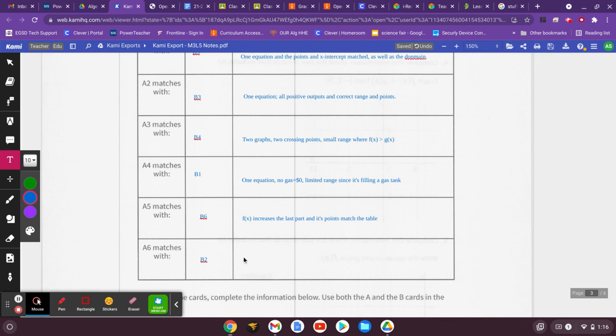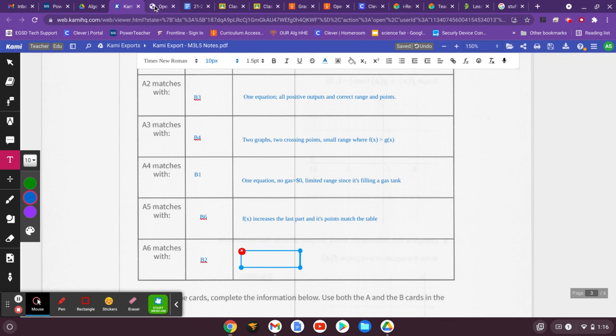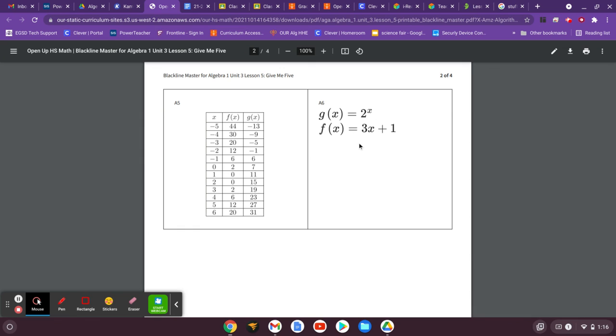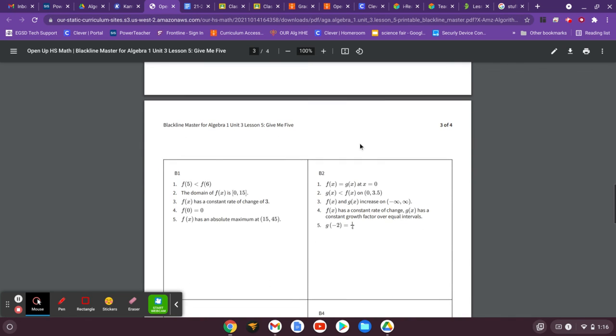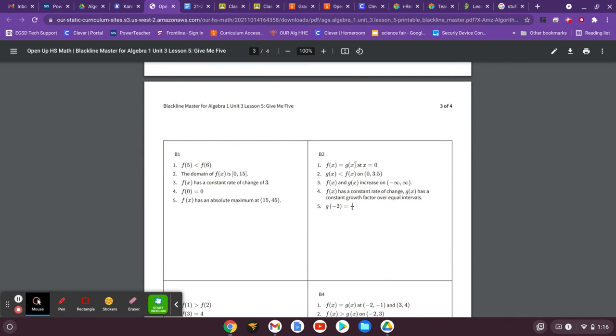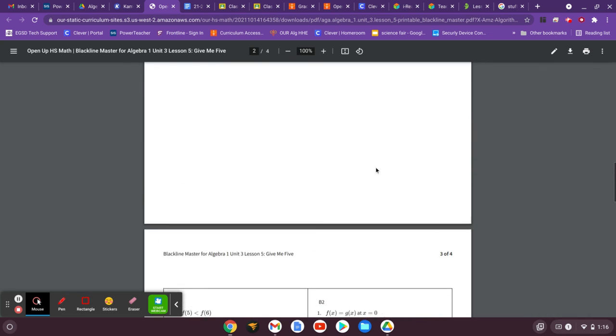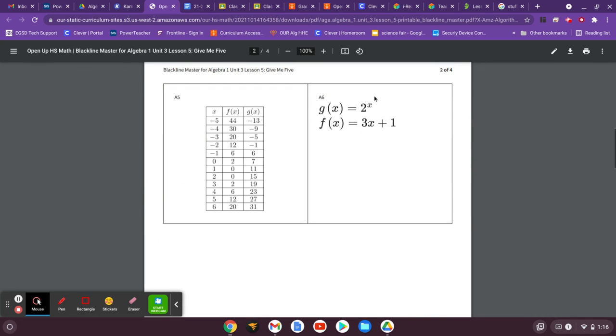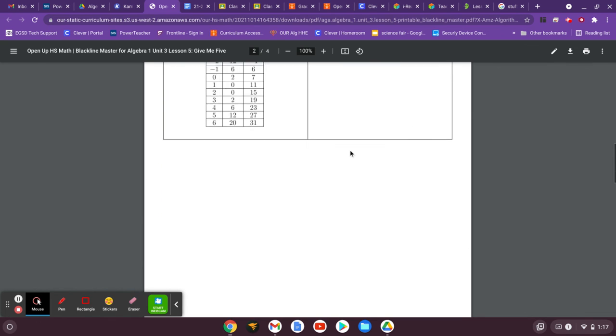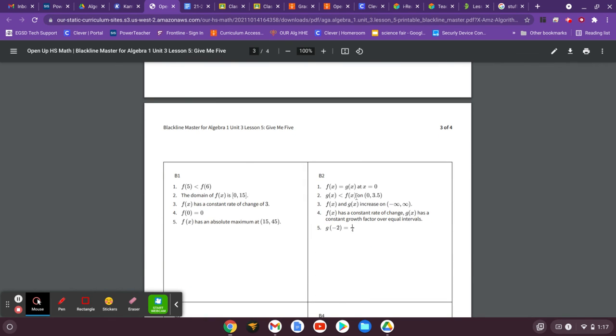So let's just double check that we know what's going on between those guys. A6. So we've got two equations going on here. And if it's B2, they're equal at x equals 0. So let's just plug in a 0 for this. 2 to the 0 is 1. 3 to the 0 is 0 plus 1. So both of them equal 1. So that one works. g of x is less than f of x from 0 to 3.5.